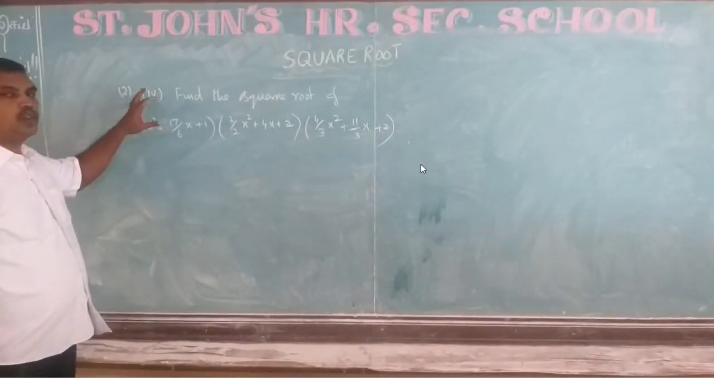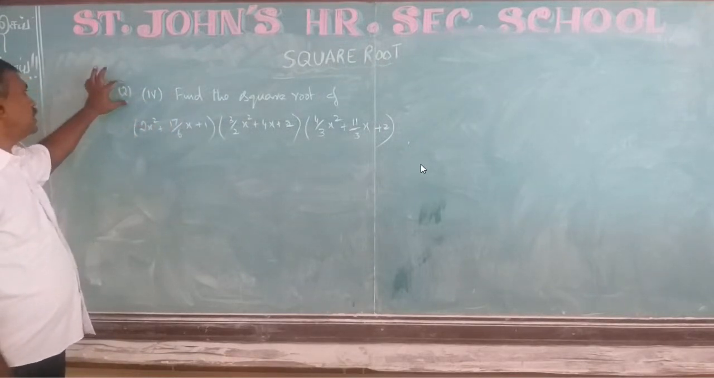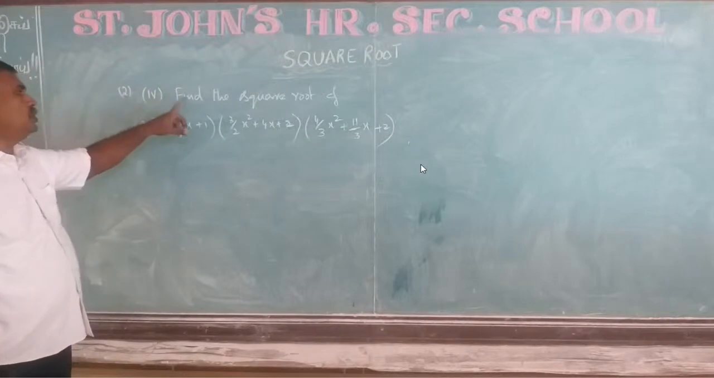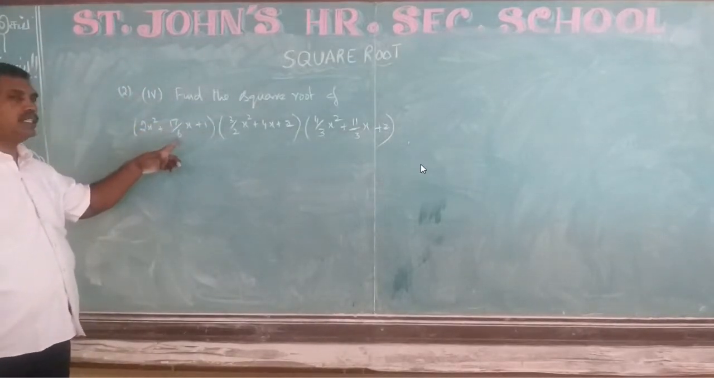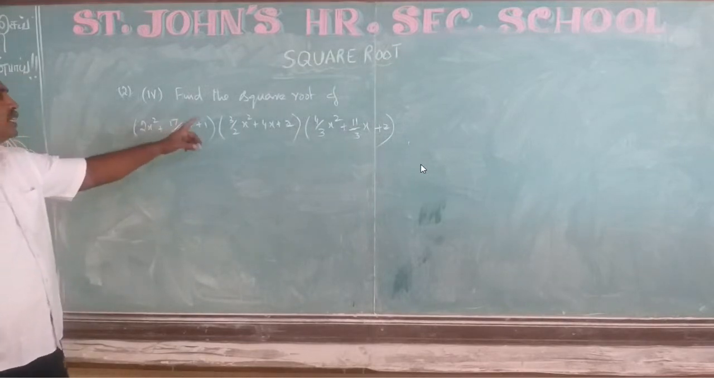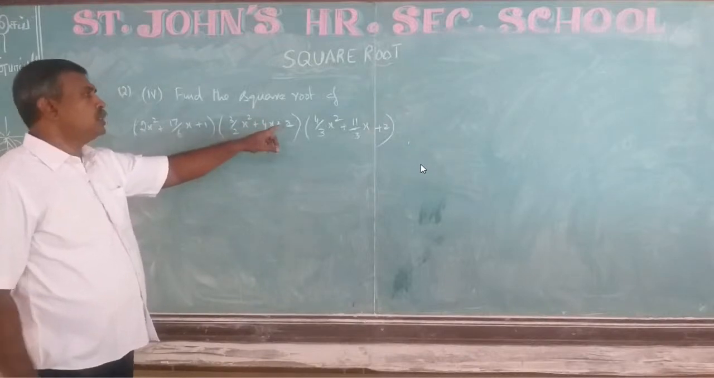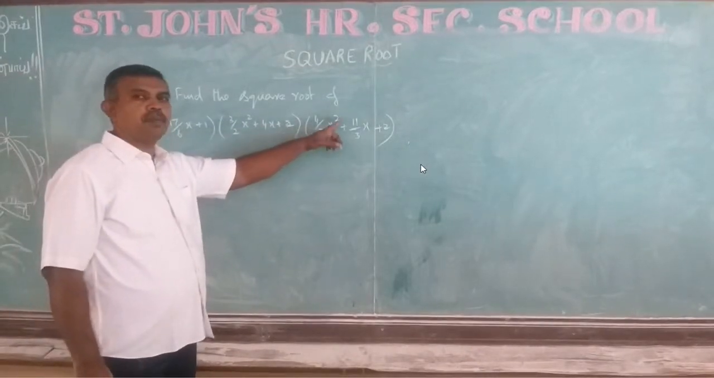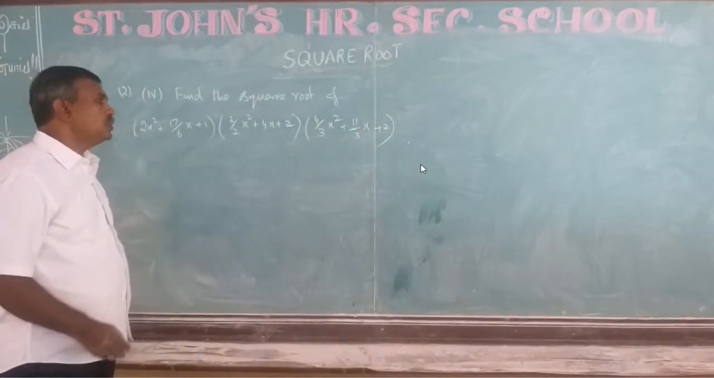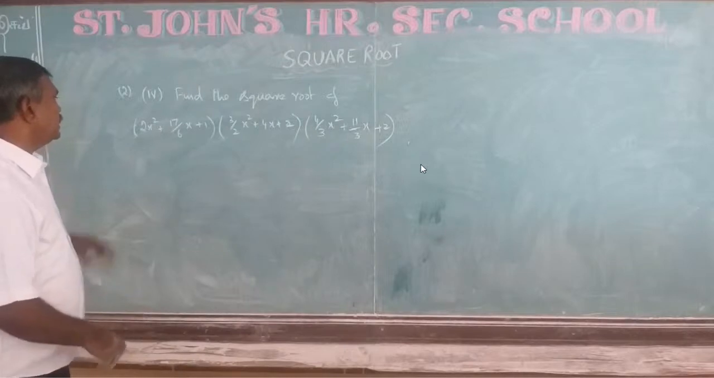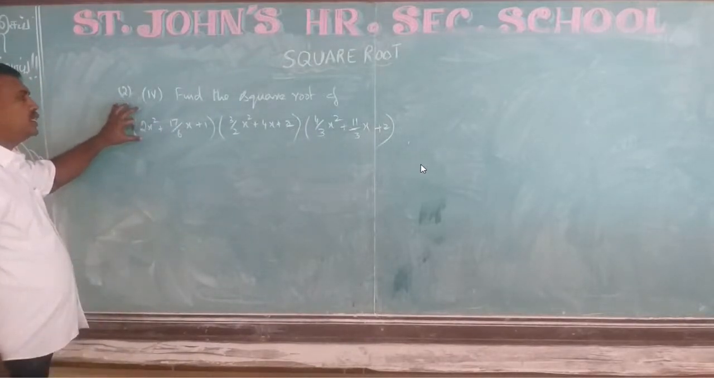Next we move on to the last sum. Exercise 3.7, second division, fourth problem. Find the square root of (2x squared plus 17 by 6 x plus 1) into (3 by 2 x squared plus 4x plus 2) into (4 by 3 x squared plus 11 by 3 x plus 2). Now we find the factors. The last problem we did with the same method.